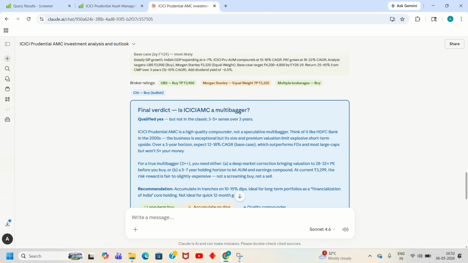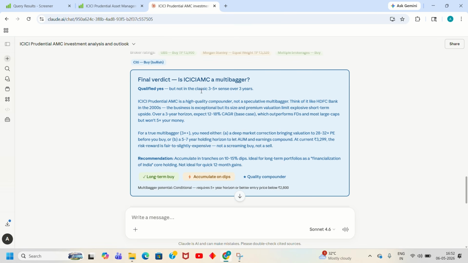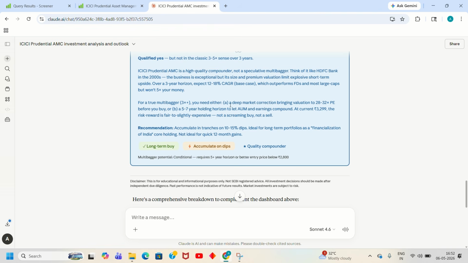So, is ICICI AMC a multi-bagger? Qualified yes, but not in the classic 3 to 5x sense over 3 years, because ICICI Prudential AMC is a high quality compounder, not a speculative multi-bagger. Think of it like HDFC Bank in the 2000s. The business is exceptional, but the size and premium valuation limit explosive short-term upside. Over a 3-year horizon, expect a 12 to 18% CAGR, which outperforms FD and most large-cap stocks, but won't 5x your money. For a 3x multi-bagger, you need either a deep market correction, bringing the valuation to 28 to 32 PE before you buy, or a 5 to 7-year holding horizon to let the AMC compound.